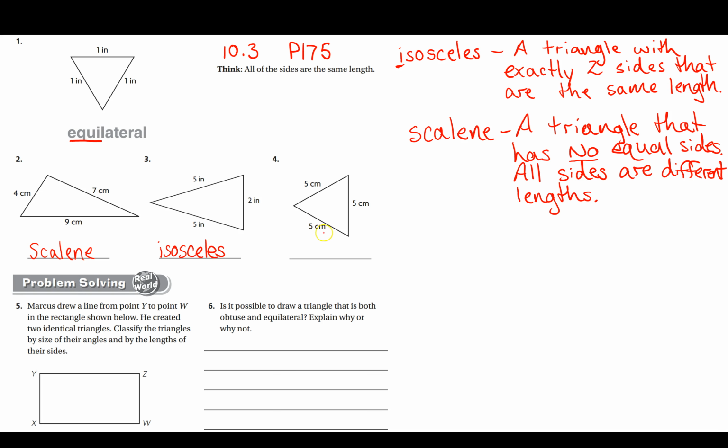And number 4, we have 5 centimeters, 5 centimeters, and 5 centimeters. So we have two sides that are the same, but we also have the third side that is the same. So all three are the same. So if all the sides are the same length, it is that equilateral triangle.